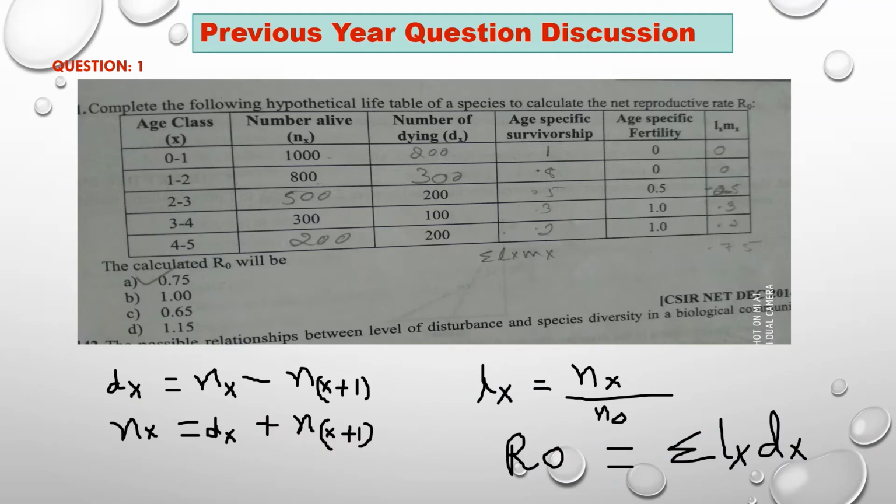Next, previous year question discussion. This is a question from CSIR NET December 2014. The question is, complete the following hypothetical life table of a species to calculate the net reproductive rate R0.